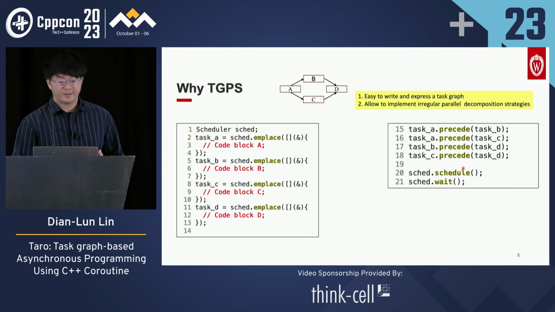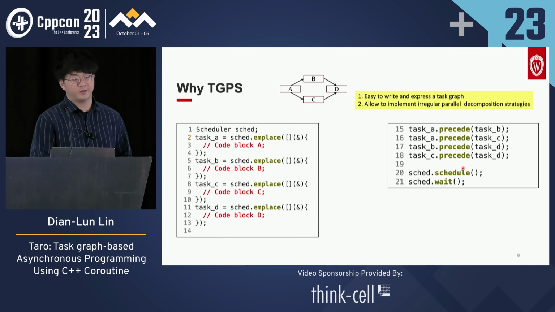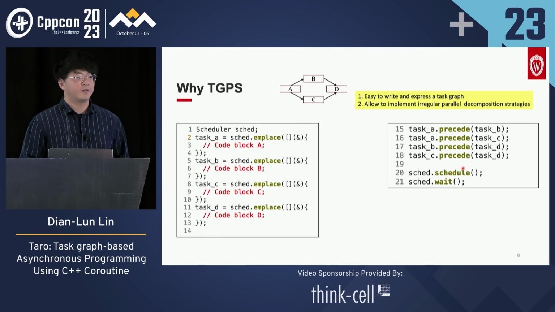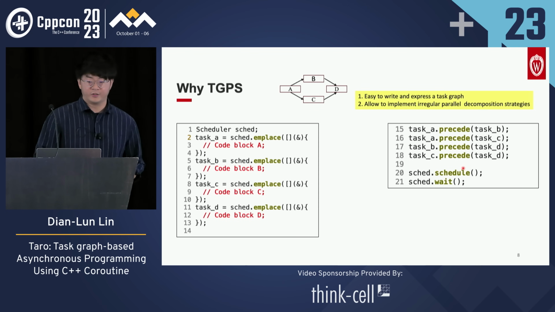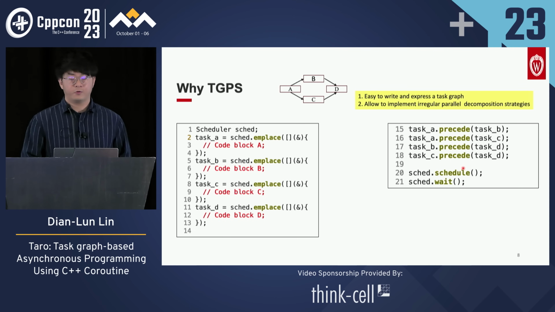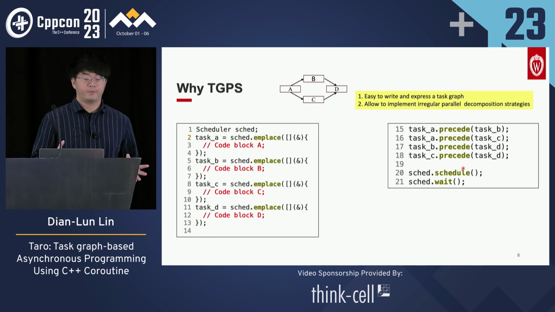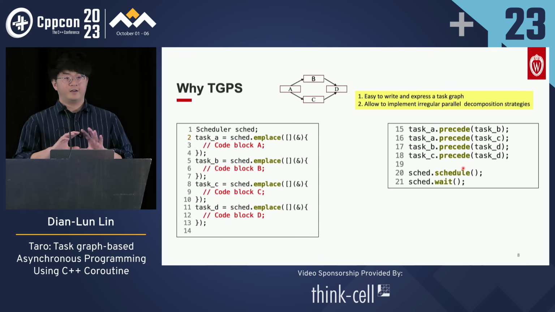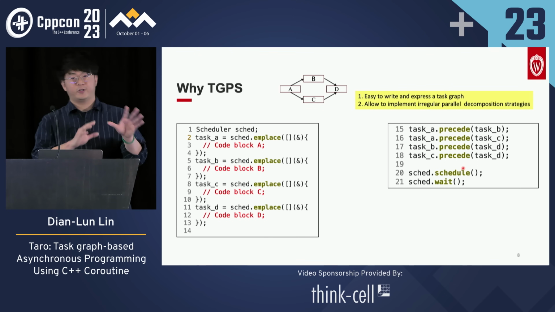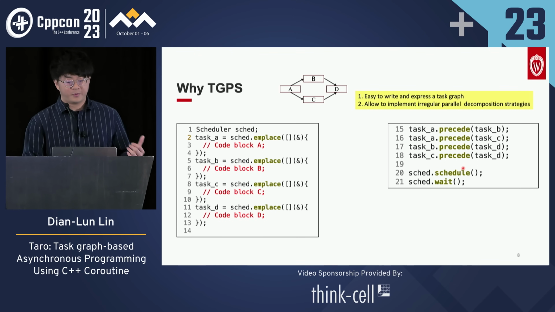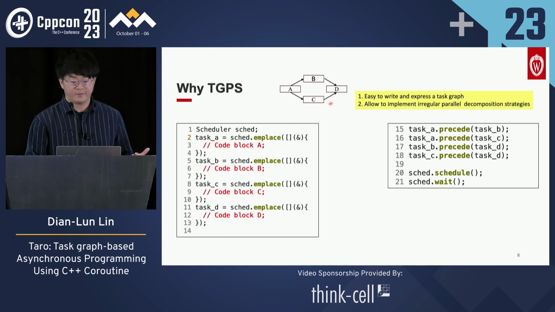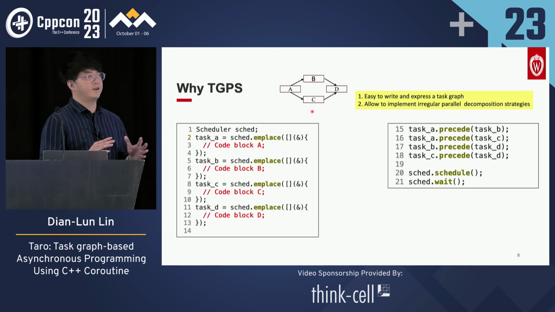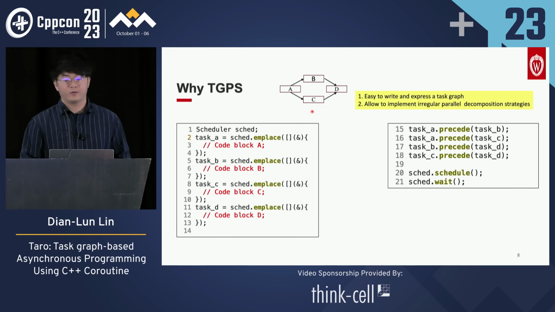The second benefit of TGCS is that it allows you to implement irregular parallel decomposition strategies. Unlike loop-based models, for example, OpenMP, that execute tasks across independent iterations, what TGCS does is to allow you to define a task graph rather than just, say, parallelizing for loop iterations.